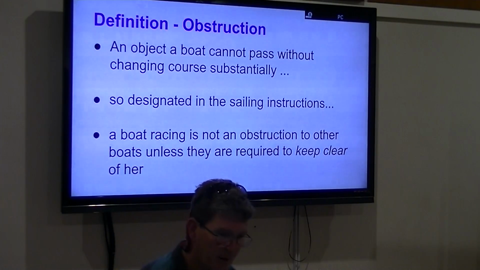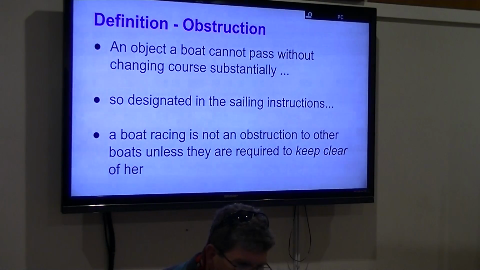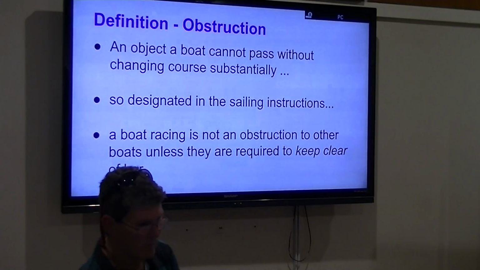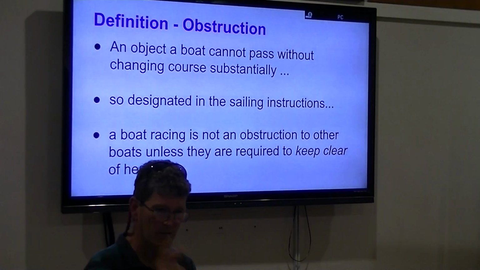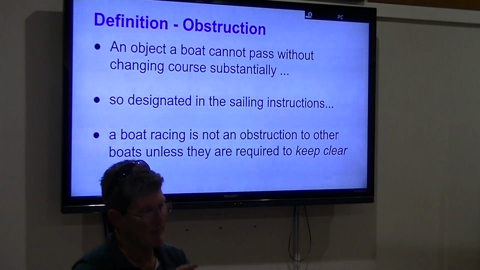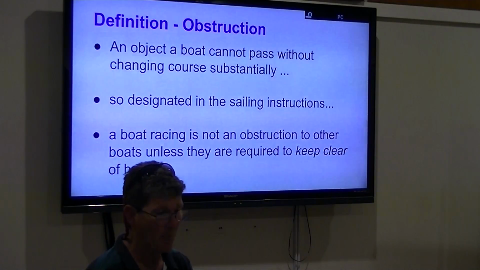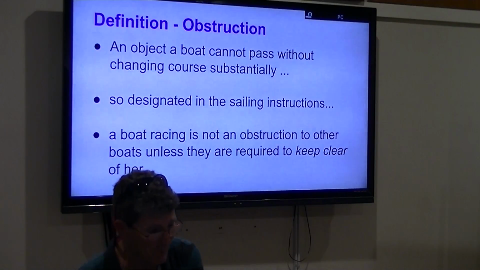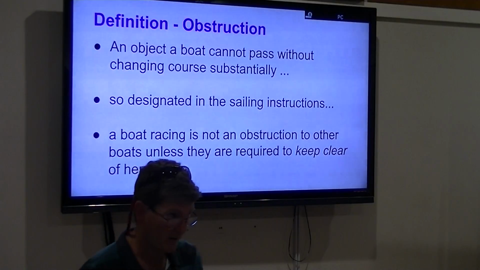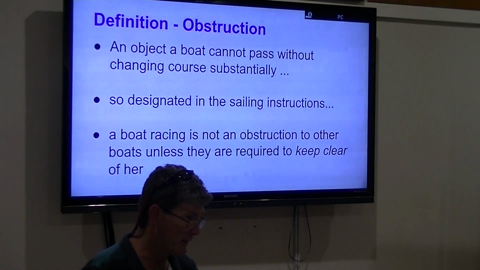And this is the new one. Is that a different font? It's not a different font. Oh well, it's the last bit that's new. A racing boat is not an obstruction to other boats unless they are required to keep clear of her. So again, the double negatives that they love to do in this language. A boat that you must keep clear of is an obstruction. So if you're on port, a boat on starboard is an obstruction to you.